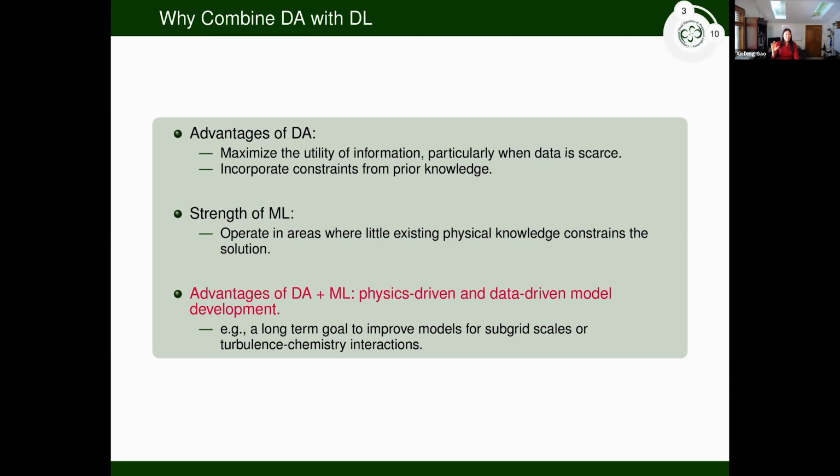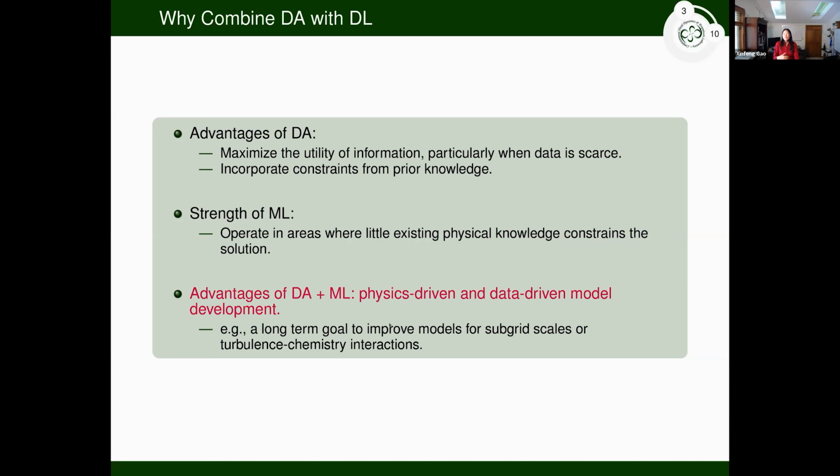When the data is scarce, we can use data assimilation effectively and also incorporate the constraints from prior knowledge. We have some physics understanding of the system, and we can incorporate that to constrain our solution. The strength of machine learning is that it operates really well in the area where we don't have much knowledge. We have little existing physical knowledge to constrain the solution. If we combine them together, we can truly get a physics-driven and data-driven model development.